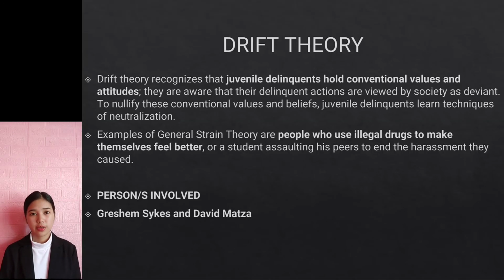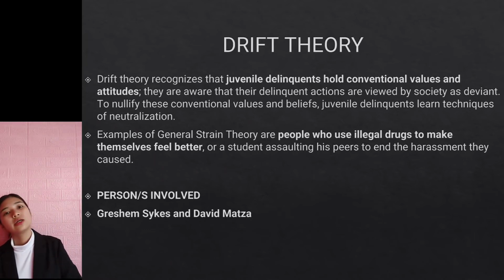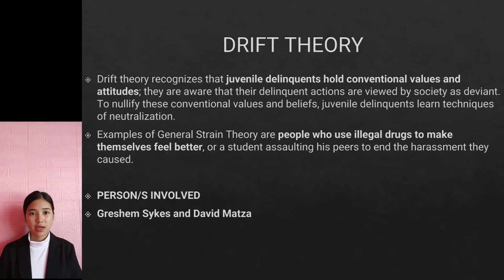So let's proceed to drift theory. When we say drift theory, it recognizes that juvenile delinquents hold conventional values and attitudes. They are aware that their delinquent actions are viewed by society as deviant, so to nullify these conventional values and beliefs, juvenile delinquents learn techniques of neutralization. Examples are people who use illegal drugs to make themselves feel better, or a student assaulting his peers to end the harassment they caused. So, drift theory was originally proposed by Gresham Sykes and David Matza to explain how juvenile delinquents can hold both conventional and deviant values and attitudes. The theory claims that delinquents use techniques of neutralization to rationalize their delinquent or deviant behaviors.